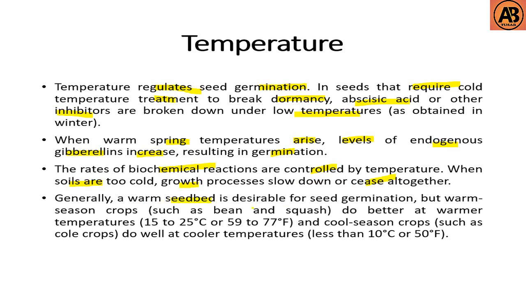When soils are too cold, growth processes slow down or cease altogether. Generally, a warm seedbed is desirable for seed germination, but warm season crops such as bean and squash do better at warmer temperatures such as 15 to 25 degrees centigrade. And cool season crops such as cole crops do well at cooler temperatures less than 10 degrees Celsius or 50 degrees Fahrenheit. So this is the temperature factor.